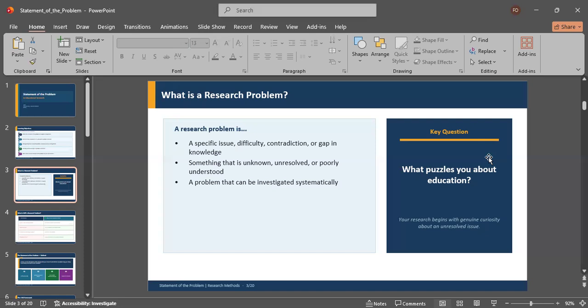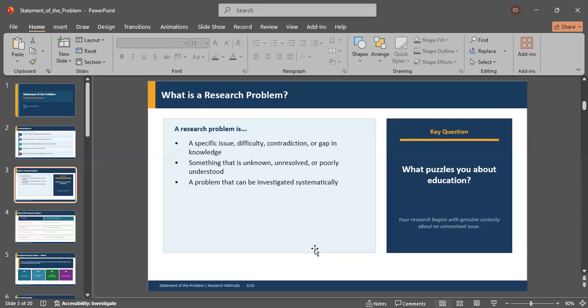Now, there's something called a research problem, and this is what is on our screen. A research problem is a specific issue, difficulty, contradiction, or gap in knowledge. Something that is unknown, unresolved, or poorly understood. A problem that can be investigated systematically. So the thing is self-explanatory to an extent. That's what it is. So a key question is, say your research begins with a genuine curiosity about an unresolved issue.